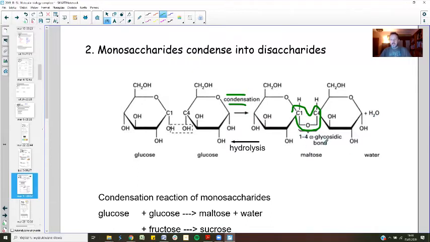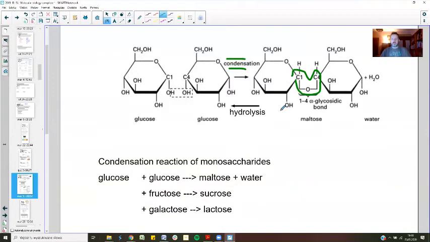Okay, in case of this link, because it is between carbon number 1 and carbon number 4, it's 1,4, and this is alpha glucose, therefore it is a 1,4 alpha glycosidic bond. This bond will be recognized by our amylase enzyme in our digestive system, so we digest maltose effectively. And we digest starch, because you will later see that maltose is a main component of starch.